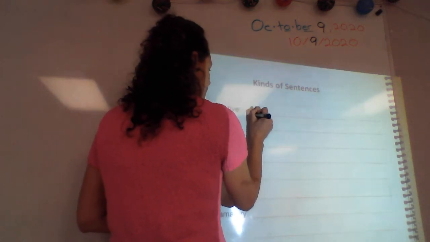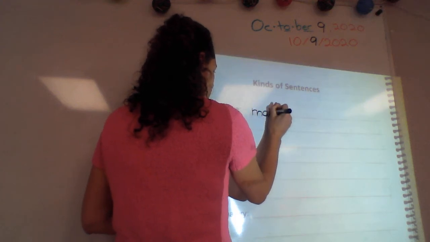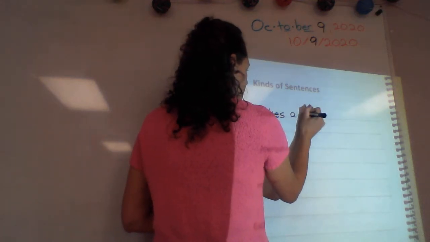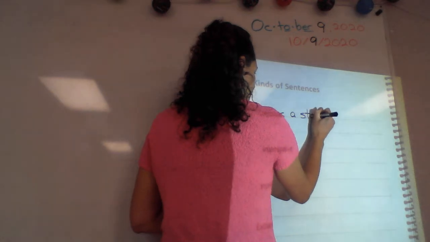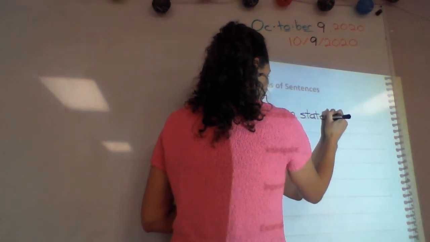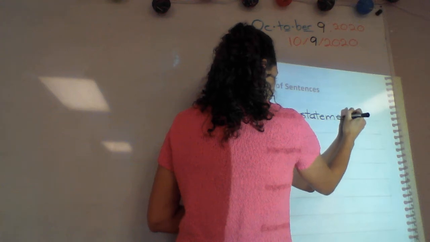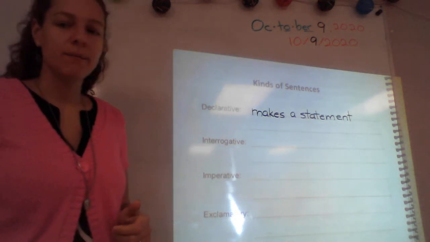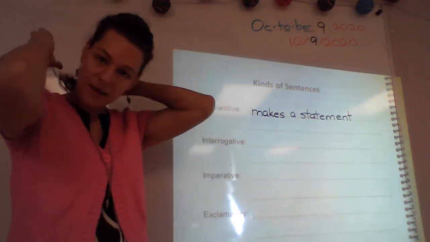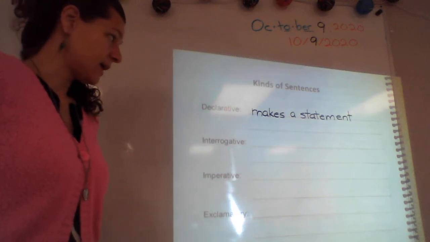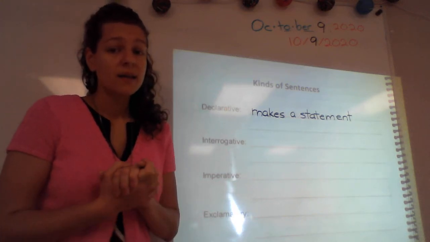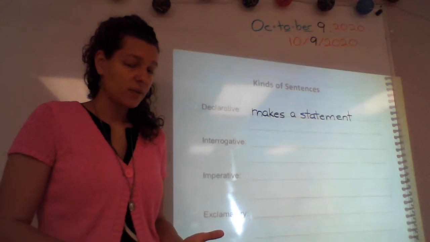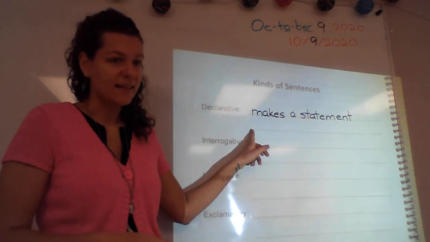So on this first line, we're going to write makes a statement. Right, a declarative sentence makes a statement. So in just a few seconds, we're going to get ready to write a declarative sentence. Use your practice paper first. If you're not sure, then we'll check our sentence. And when we know it's correct, we'll go ahead and write it on the second line.